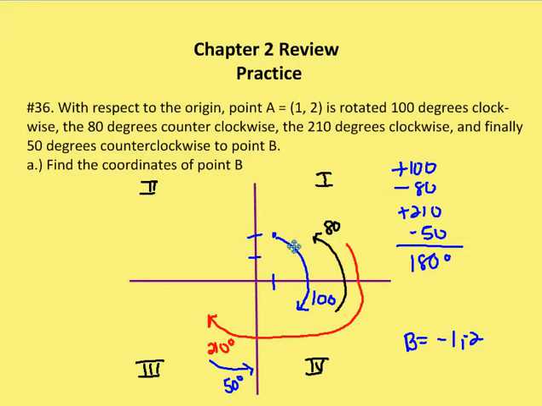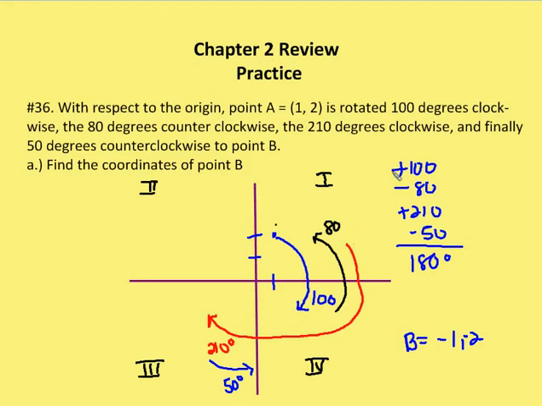B. So again, I have my point. My point is 1, 2. Then I rotate it 100 degrees clockwise, and then I rotate it 80 degrees counterclockwise, that's the black, and then I rotate it 210 degrees clockwise, and finally 50 degrees counterclockwise to point B.